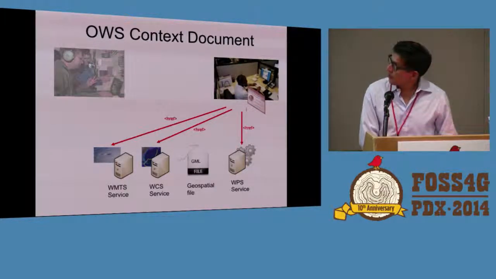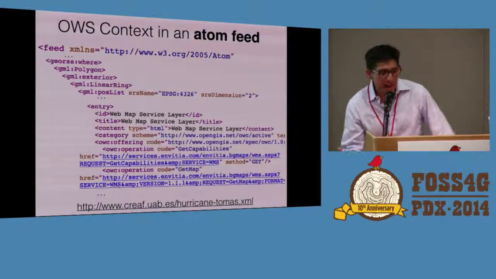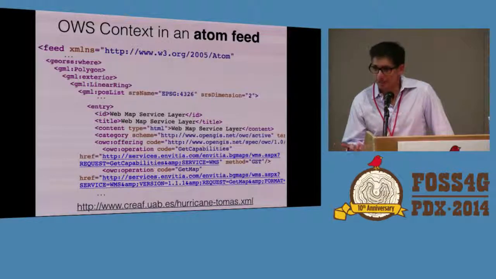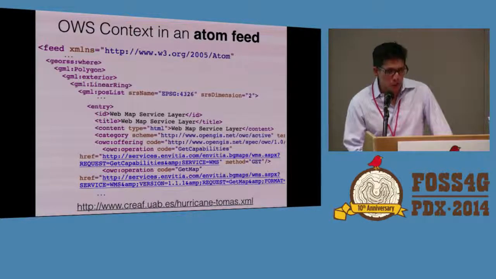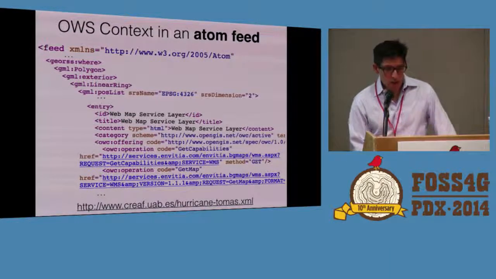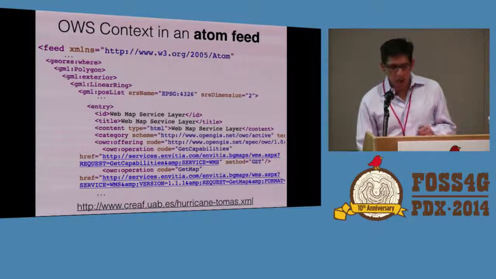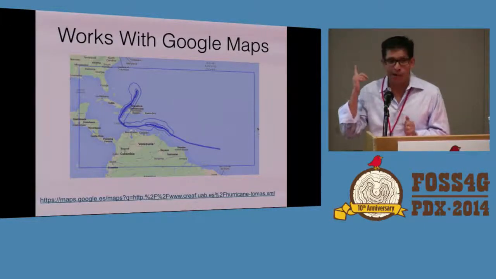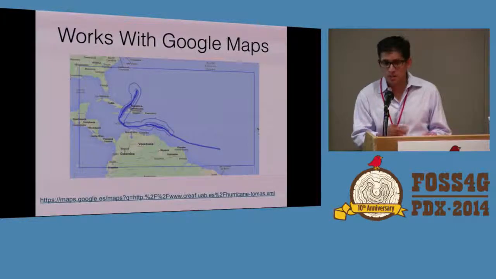Now, there are a couple of cool things about OWS Context. One, they're wrapped via Atom feed. So, this I think cannot be better for the whole community that is used to parsing Atom feeds. It is very popular. So we did the experiment. We put this information in an Atom feed, and we just tried to open it with Google Maps without telling Google anything. Right away, it opened. So it's a spec that works with current technologies right out of the bat.